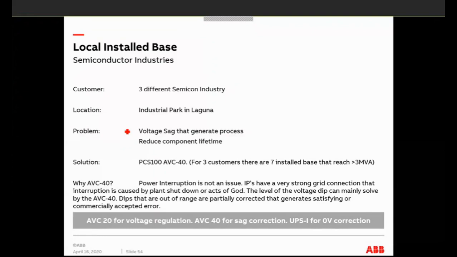So why ABC 40? In the industrial part, there is no issue with power interruption. It's just that they need to mitigate on the voltage side. Those dips that are corrected only partially are commercially acceptable to them. That's why they went to PCS 100 ABC 40, not UPSI.